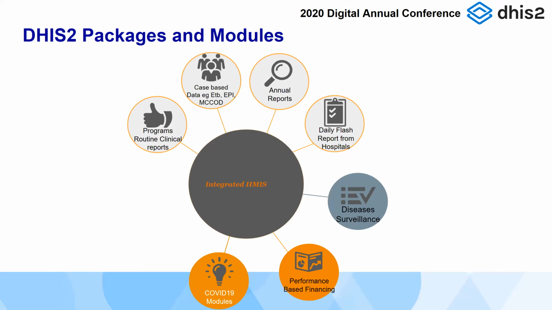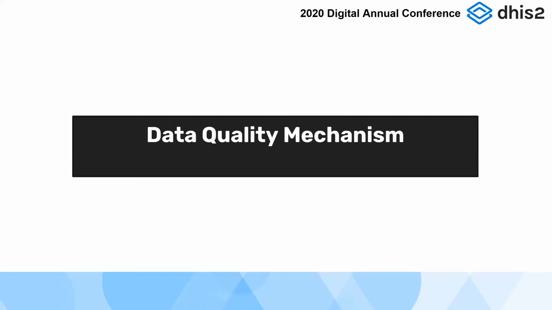We have program routine clinical reports that are reported directly from the health facilities. Then we have case-based systems like ETB, AP tracker, and the MCCOD, the medical certification of cause of death. All of these are WHO packages. Then we have annual reports, a daily flash report that helps the high levels from the ministry to take real-time action. We have disease surveillance. Then we have performance-based financing. Then COVID-19, as I presented yesterday.